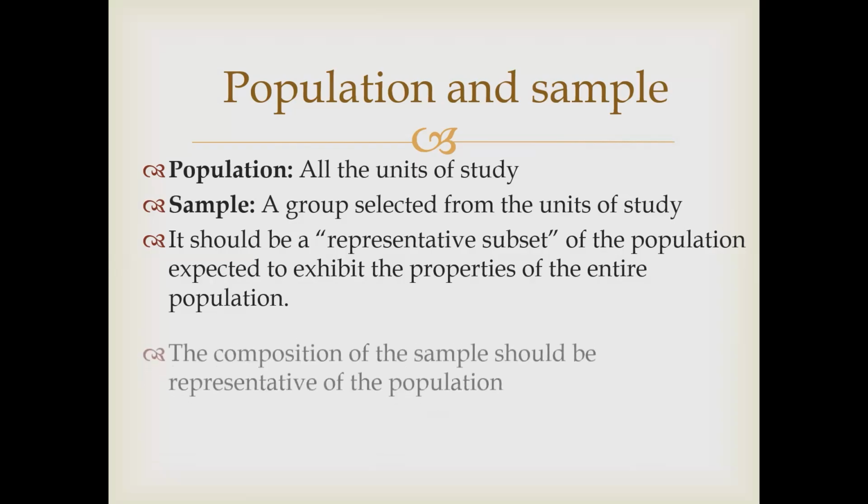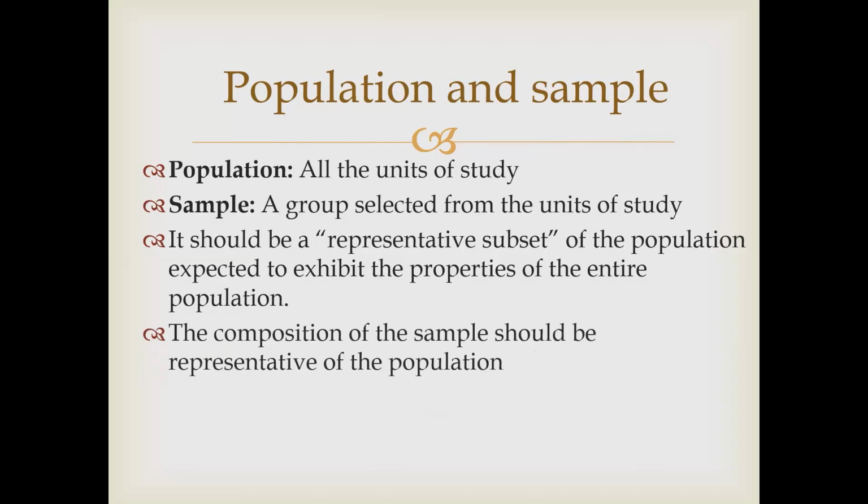That is the important point. The composition of the sample should be representative of the population. The population may consist of different groups, different characteristics, and so on. So your sample should also have those different characteristics of the population. That is what is meant by representative of the population. How can we ensure that? That is what we are going to study.